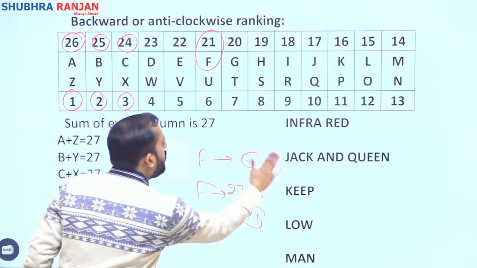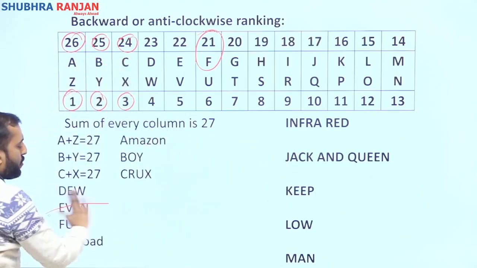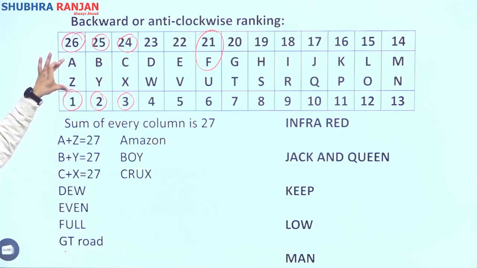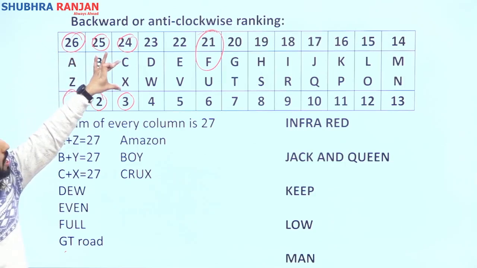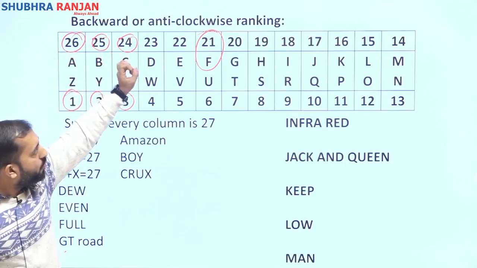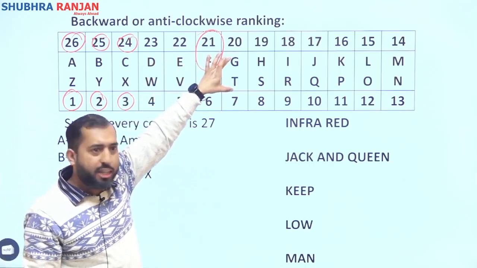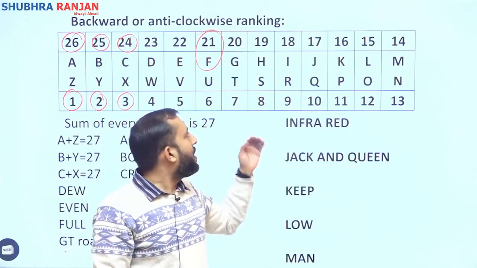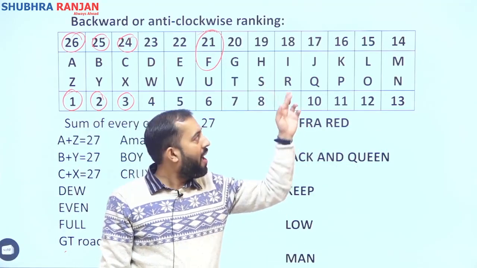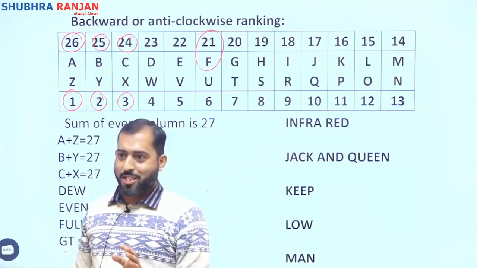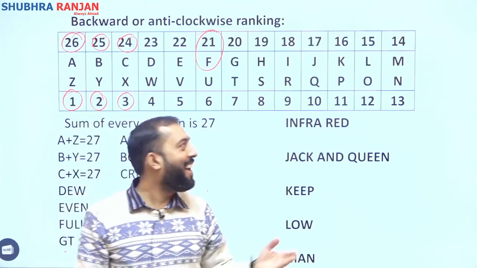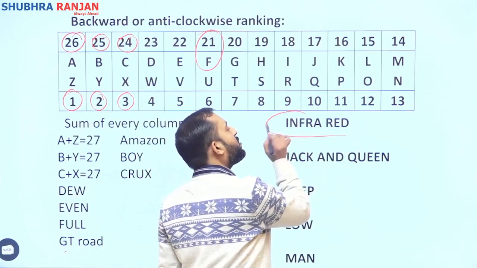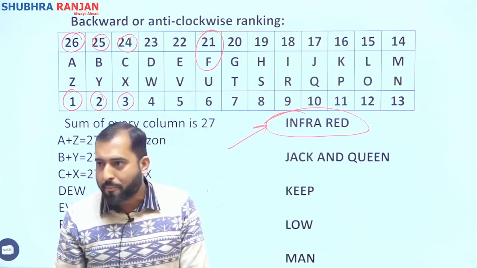Now, if you want to remember these pairs, I have developed some hints. First pair, AZ, Amazon. Boy, Crux, Due, Even, Full, GT Road, Grand Trunk Road. Then HS, High School. IR, International Relations, PSIR. Or you can think of infrared. I'm a science student, so I associated this with infrared.